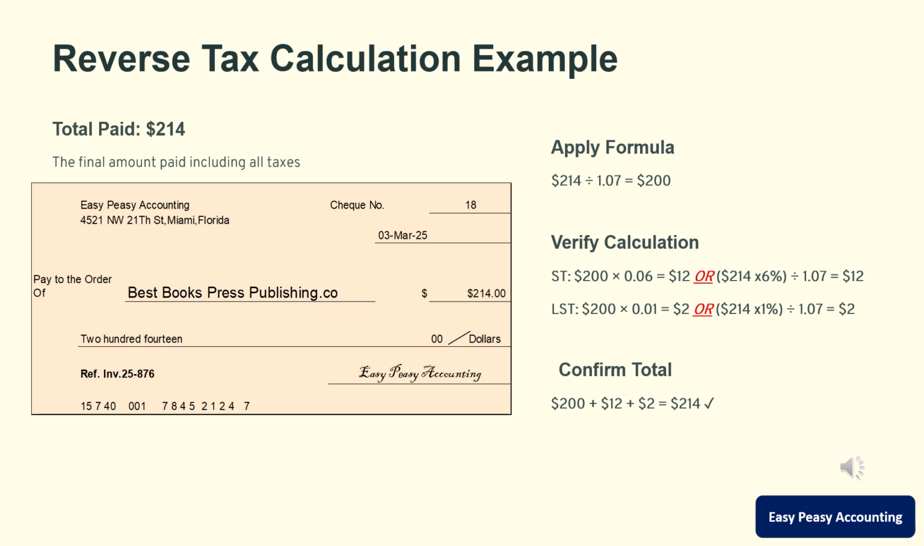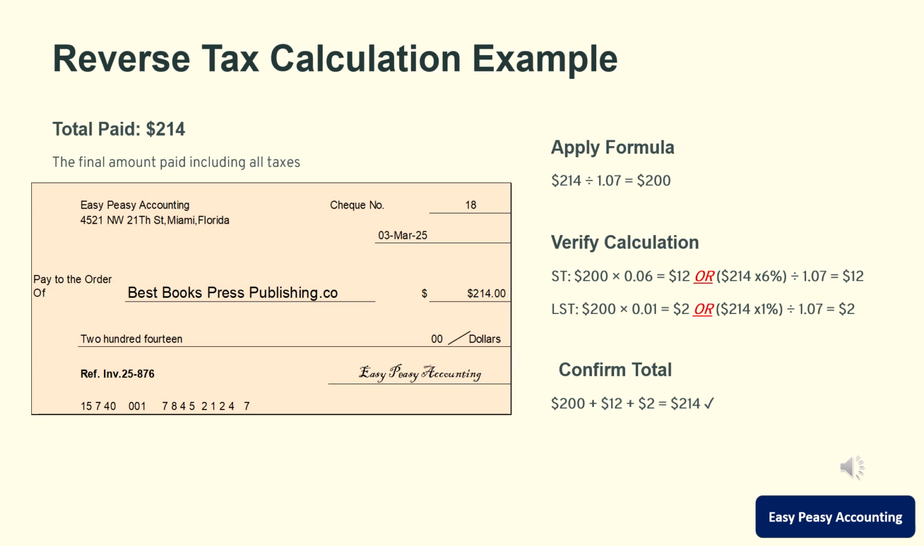Step 2. Verify by calculating the tax. Now, let's check the tax amount. State tax, 6%, equals $200 multiplied by 6% equals $12. We also can use this formula. Total price multiplied by 6% divided by 1.07. $214 multiplied by 6% divided by 1.07 equals $12.